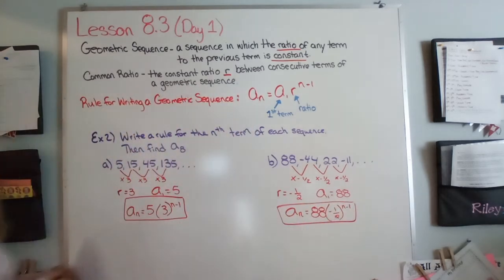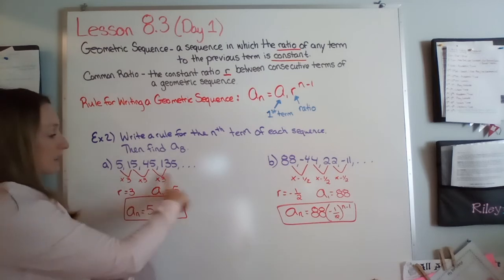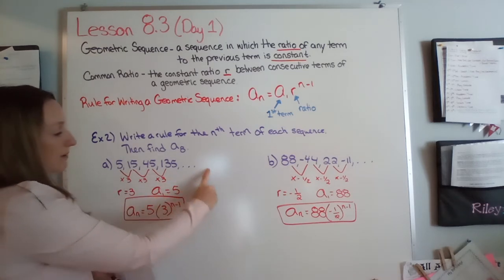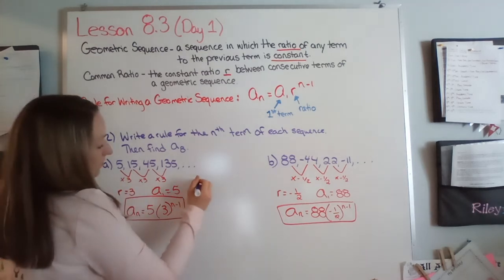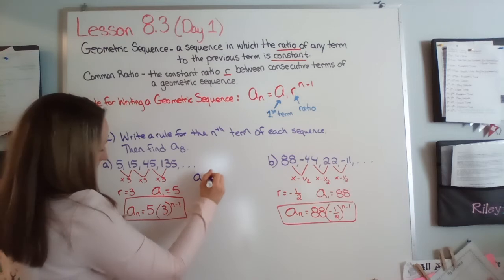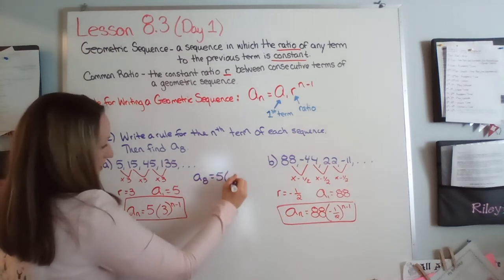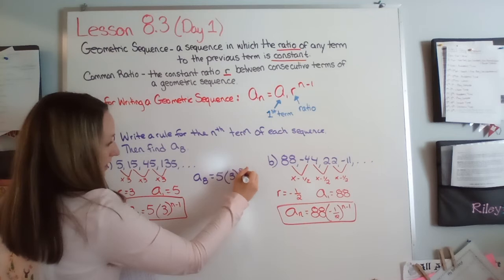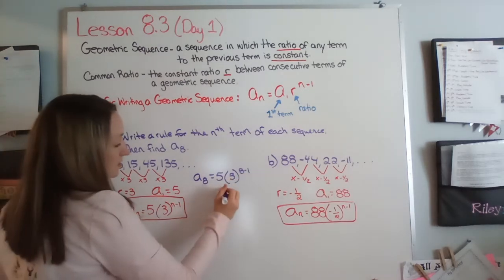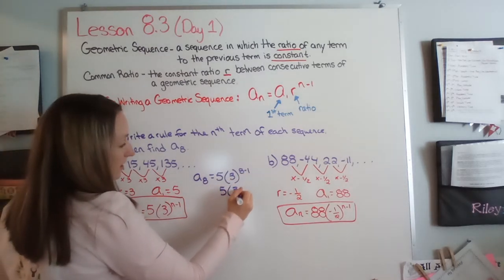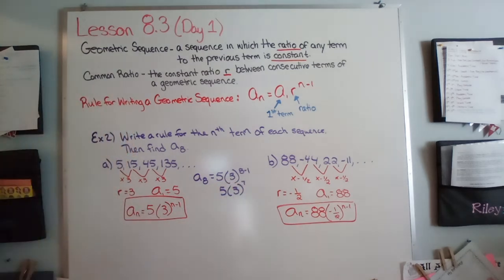Okay. I just realized I actually didn't finish up problem A because we're asked to then find the 8th term. Again, you could extend the pattern, right? You could keep multiplying by 3 until you get to the 8th term, but we're going to use the rule. So for the 8th term, a sub 8 is equal to 5 times 3 raised to the 8 minus 1. Follow order of operations, please. You're going to take 8 minus 1 first, so it's 5 times 3 raised to the 7th.